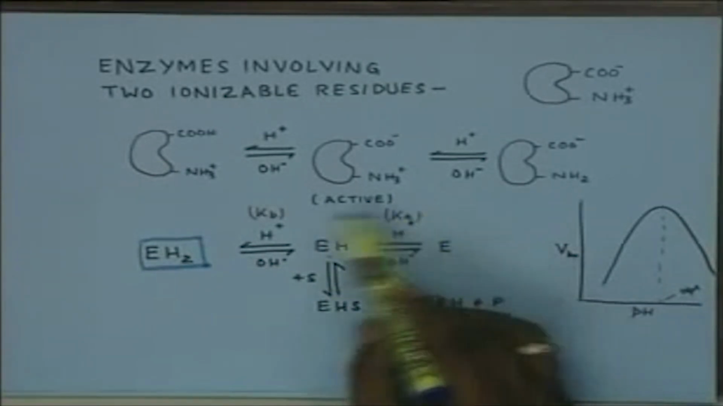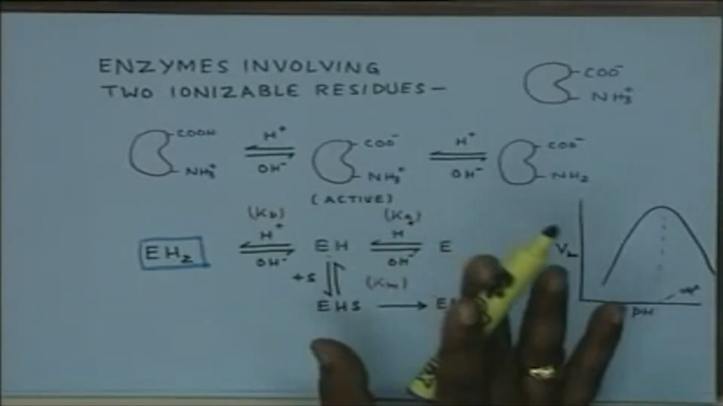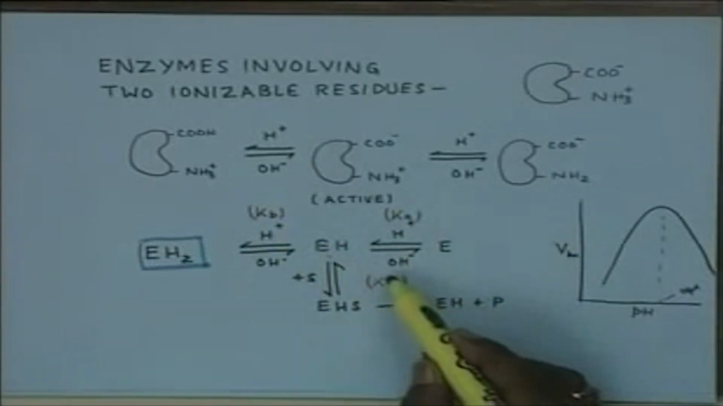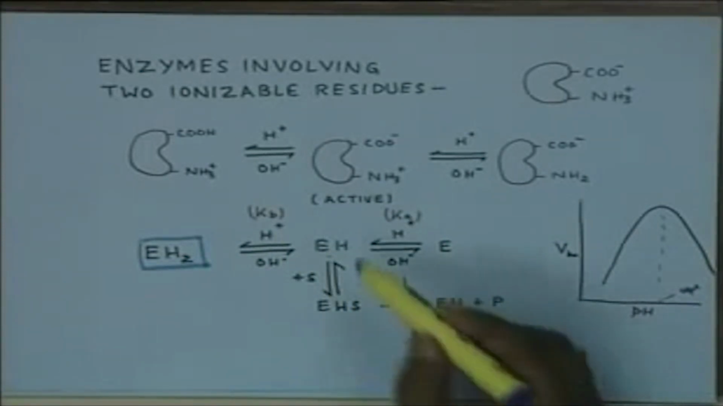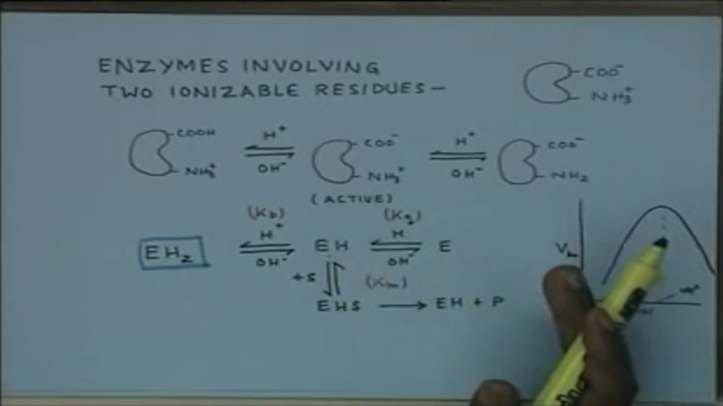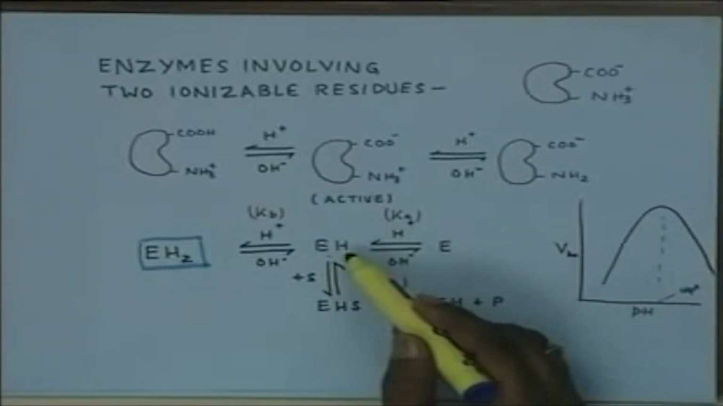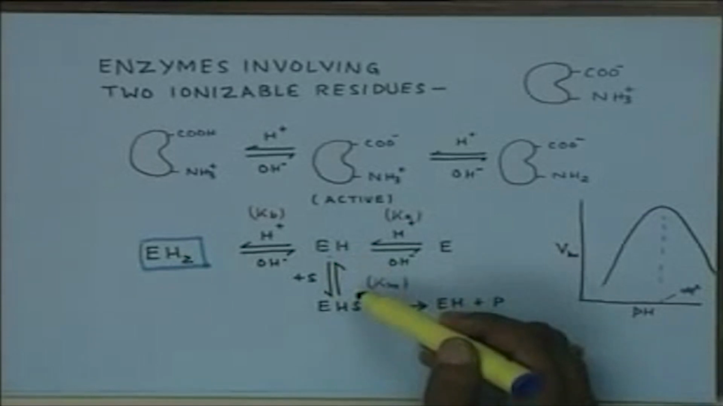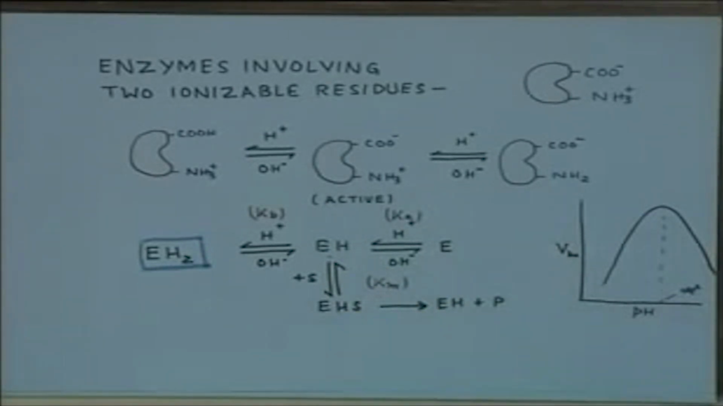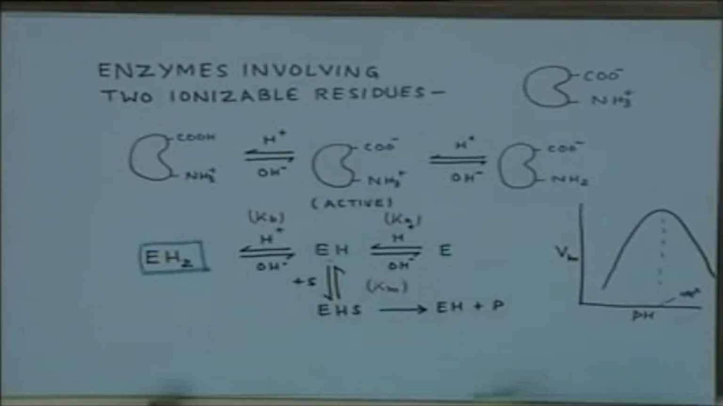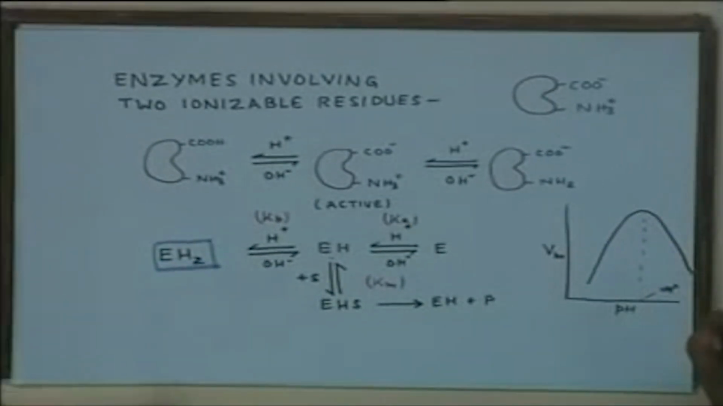If we represent Ka and Kb as the ionization constants of the two residues that are involved, and the third is of course Km, which is the dissociation constant of the enzyme complex with the substrate. We define it analogous to a dissociation constant as Km. Now, obviously, in such a case the typical profile obtained with pH will be a bell-shaped curve with a pH optimum at the middle of it, which we consider as the typical profile.